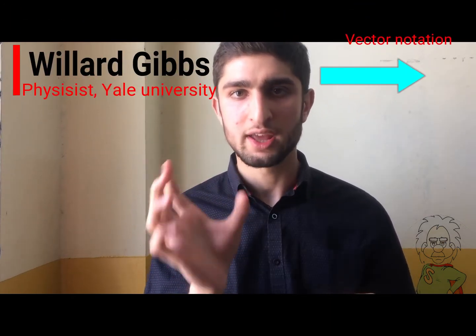The topic of vectors provides a natural introduction of mathematics to physics. As I had already told you in my first video, mathematics is the language of physics, so this topic is a natural introduction of mathematics to physics. The modern notation of vectors, how we represent a vector, was given by a physicist of Yale University, and his name was Willard Gibbs.